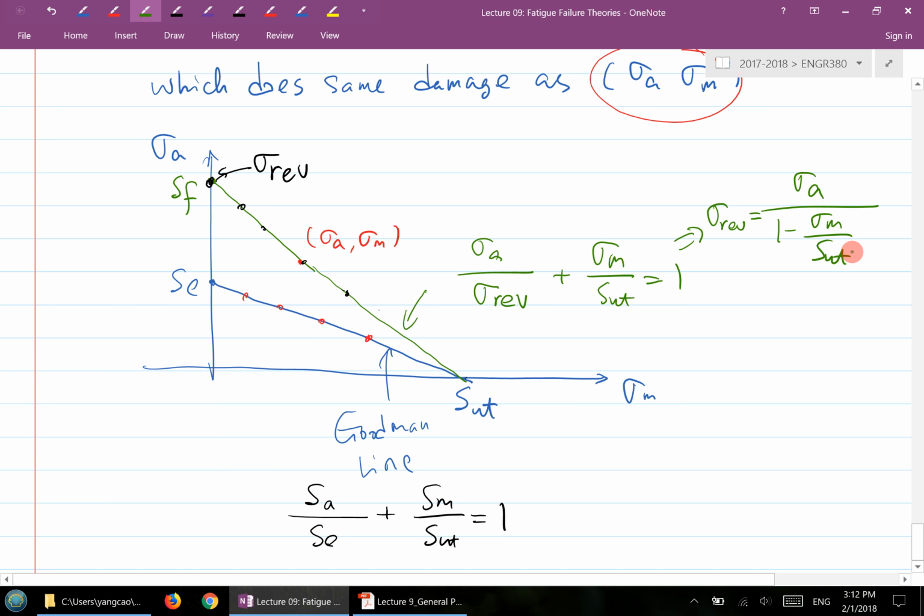That's the formula, basically, for sigma REV here. So I have a sigma A and sigma M given already in this question, so you can calculate this one. This turned out to be 53.3 KSI. That's your sigma REV.